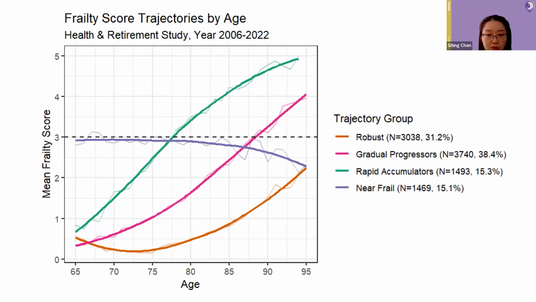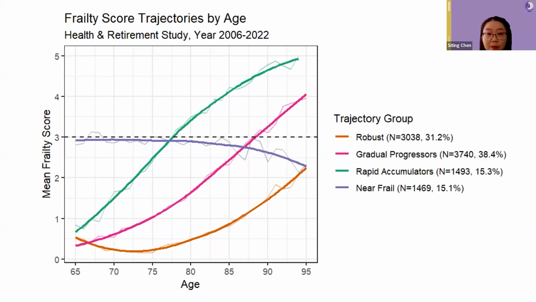and 90s. If you look at the pink group, the gradual progressors, it starts at a low frailty level 2, but then it steadily increases across the late life course. This group represents the largest proportion of the study population. It shows a slow but continuous accumulation of frailty.